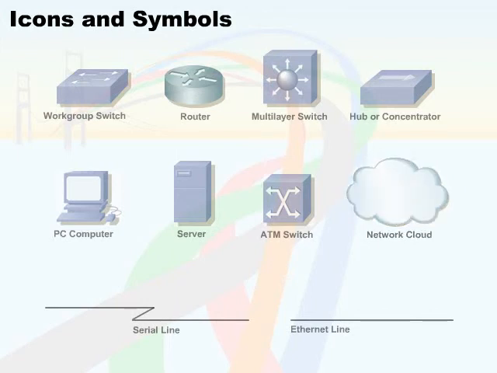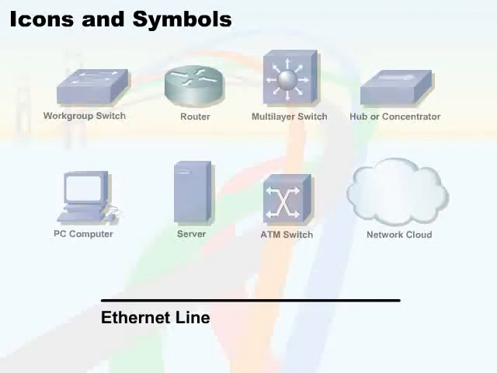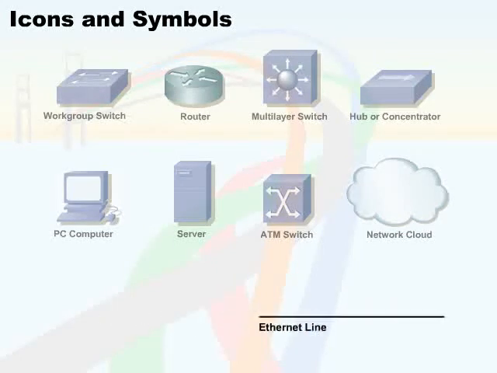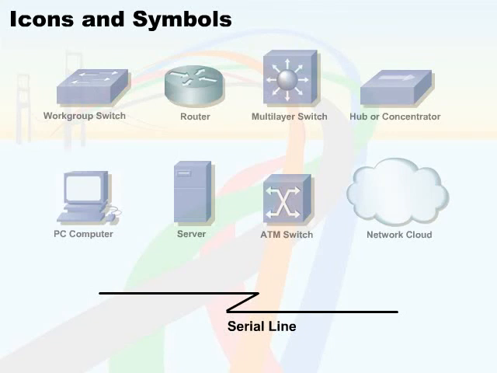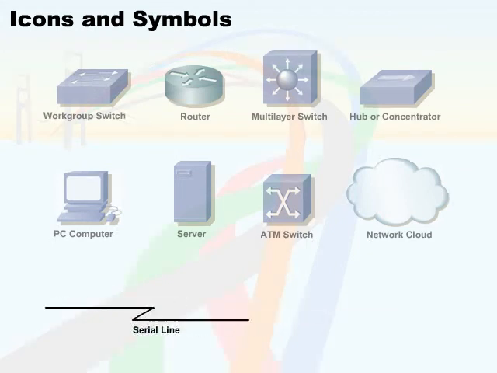We also have a difference between the Ethernet line, which is typically a local area network connection, and the serial line. A serial connection can be considered the same as a wide area network. So we will typically see a little lightning bolt anytime we're dealing with a WAN connection. We typically see a straight line anytime we're dealing with a local area network connection.